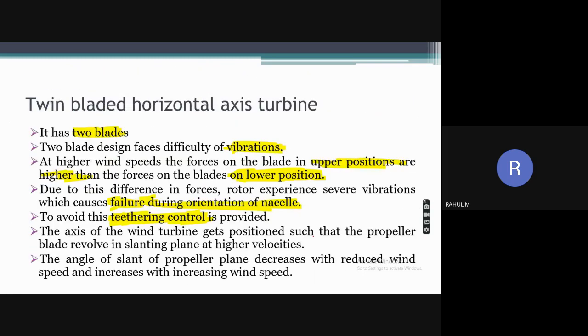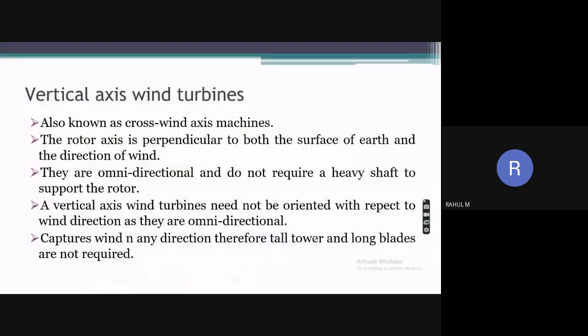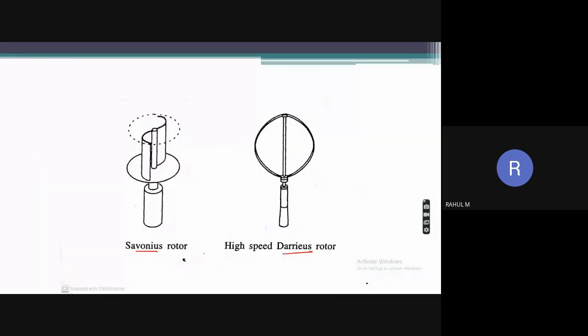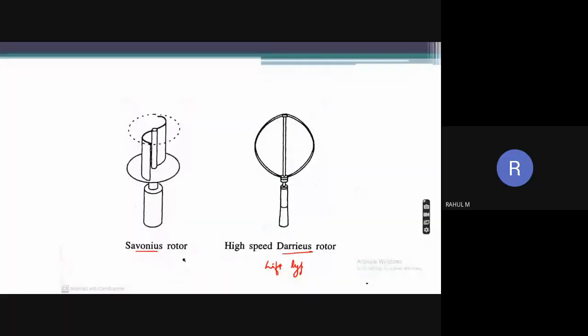Now there are actually two types of this vertical axis wind turbine. One is the Savonius type and the second one is the Darrieus type. Based on the principle of rotation, the Darrieus is called a lift type, and the Savonius is called the drag type.